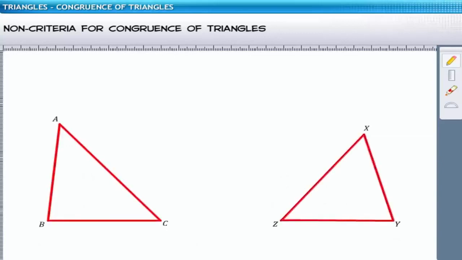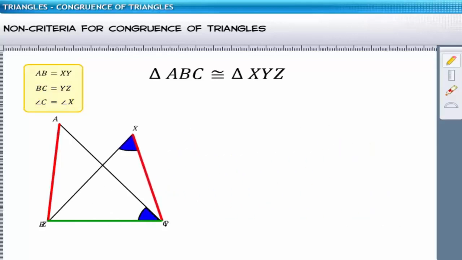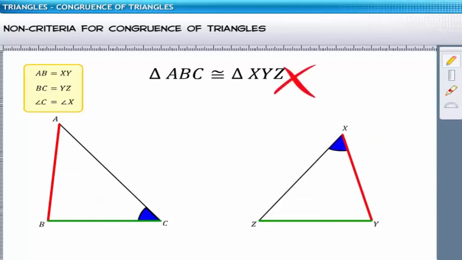Consider two triangles ABC and XYZ, where AB is equal to XY, BC is equal to YZ, and angle C is equal to angle X. Can you superimpose these triangles? This is not possible. Hence, the triangles are not congruent. Therefore, the side-side-angle criterion does not hold true.